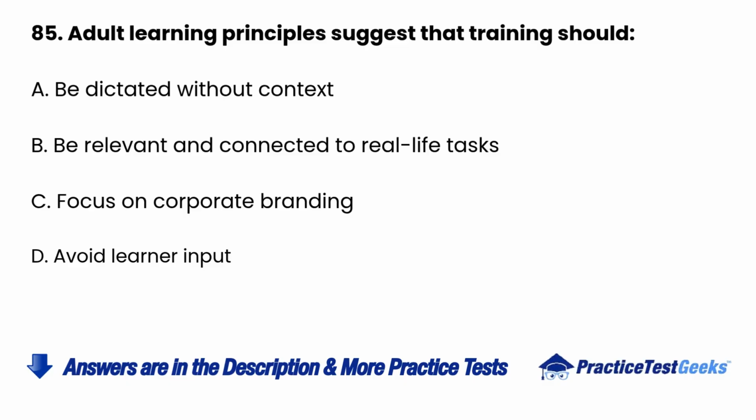85. Adult learning principles suggest that training should A. Be dictated without context. B. Be relevant and connected to real-life tasks. C. Focus on corporate branding. D. Avoid learner input.